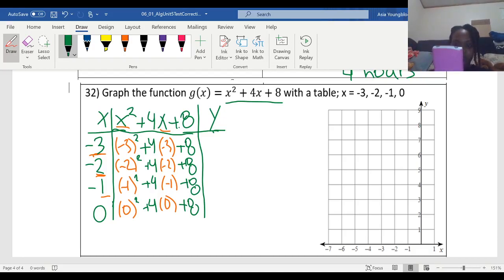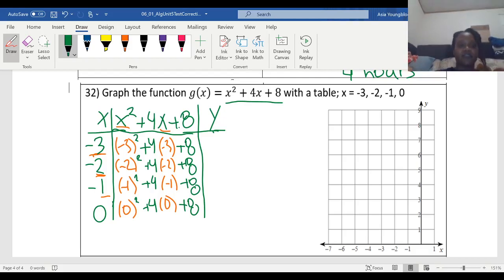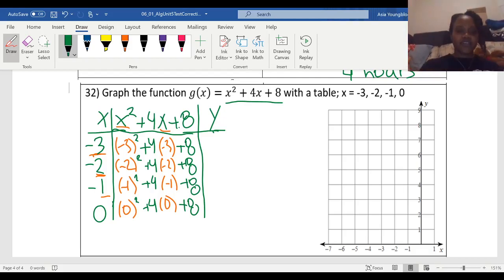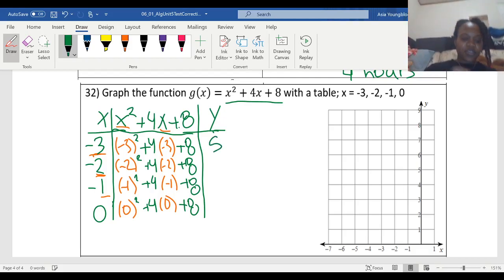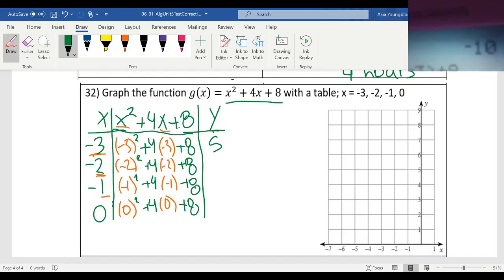Now we're going to type these into our calculator to get the y values. -3 squared plus 4 times -3 plus 8. It says 5. Just going to change those -3's to -2's. Changing them to negative 2's gets me 4.